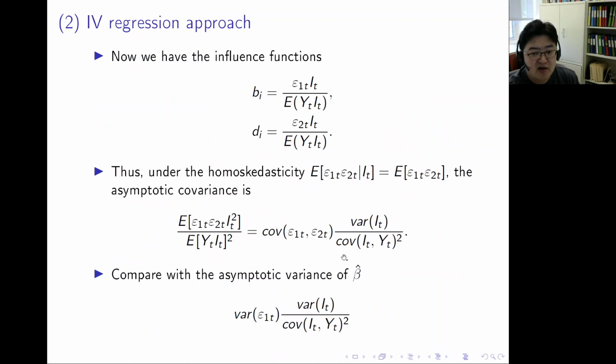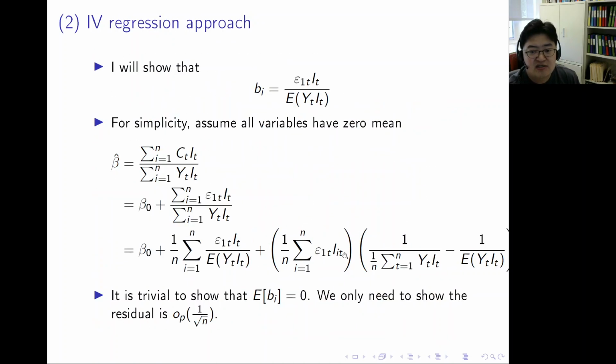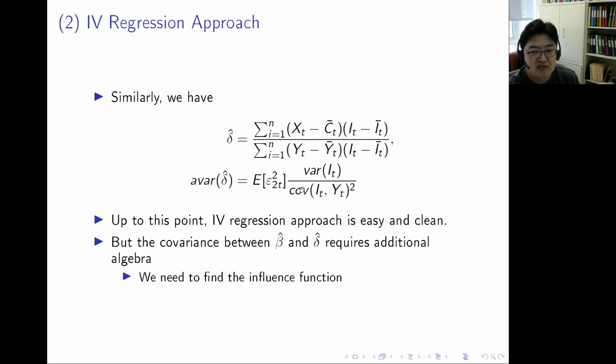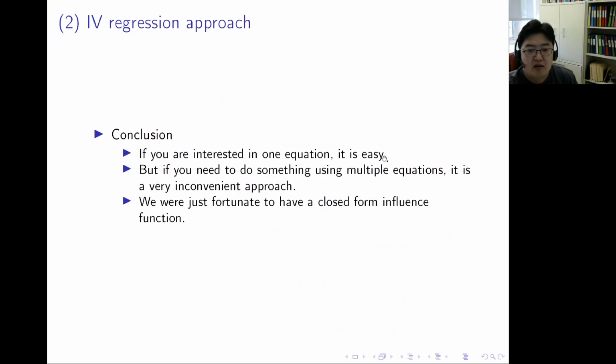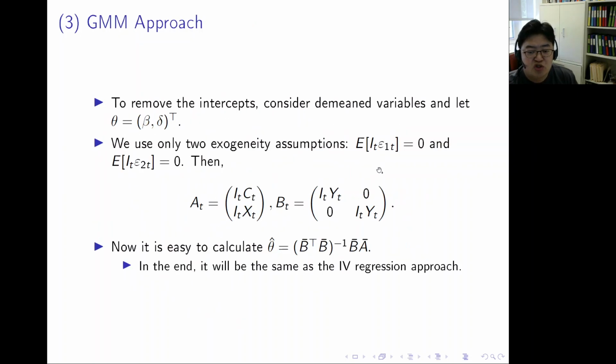you should get the same estimator like this. This is the answer, right? Of course, in that case, the demeaned part is this part, the average is 0, so it should be the same. In the end, everything will be the same as the IV regression approach because everything is linear, everything is simple, so there is no difference whatever you use.